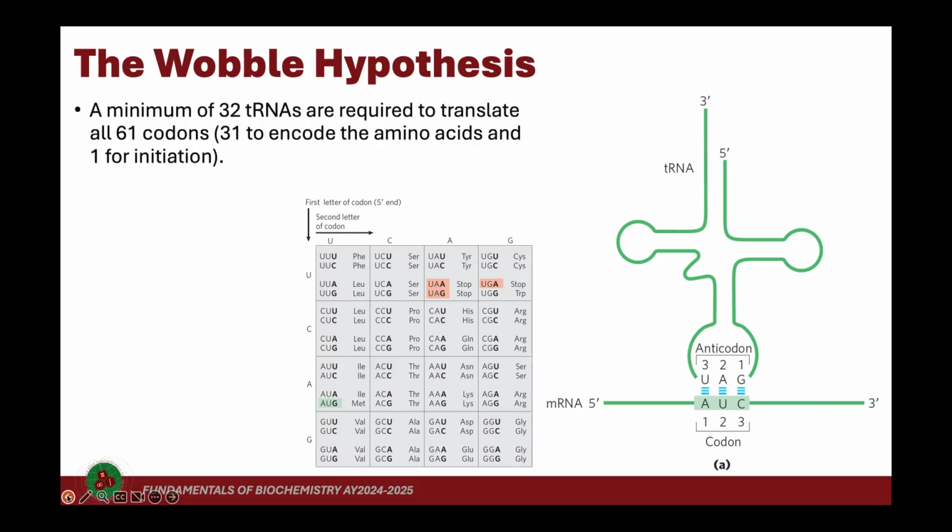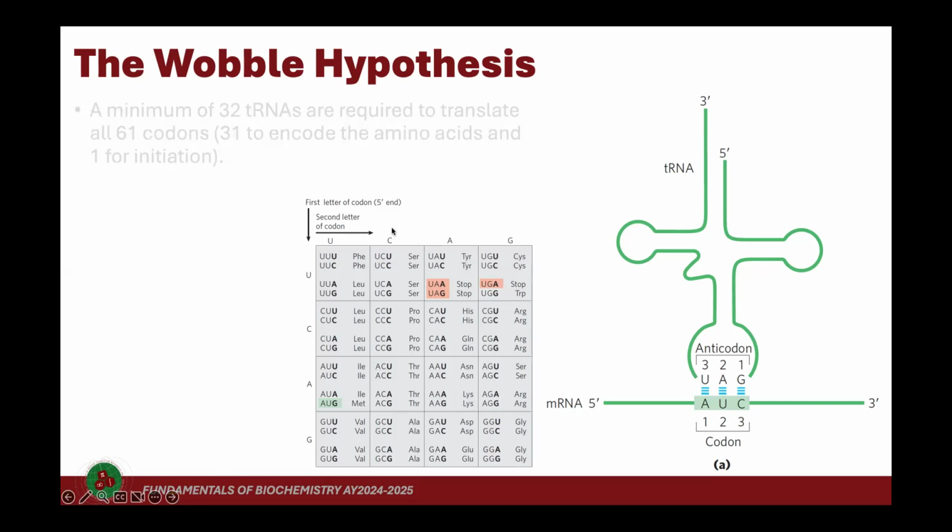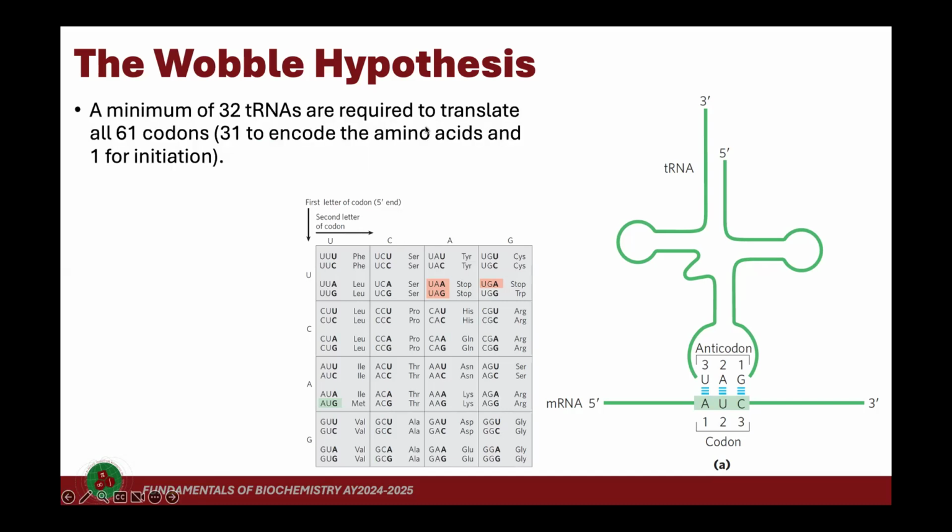And then a minimum of 32 tRNAs are required to translate all 61 codons. So 31 to encode the amino acids and 1 for initiation, which is the first methionine residue that is incorporated in protein synthesis. So there's a unique tRNA molecule for that. And for any internal methionine, so it's not the methionine that is the start codon, a different tRNA is used for that as well.